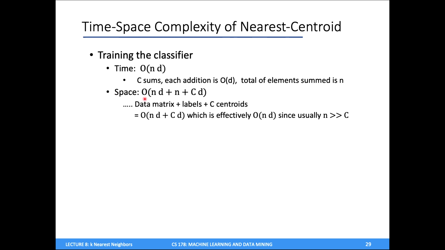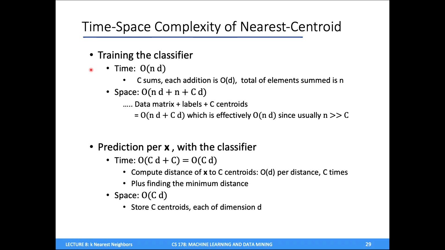In terms of the space complexity, it's O(nd) coming from the data matrix. So we've got n rows and d columns. We've also got a vector of labels, so we've got n of those. And then we've got C times d corresponding to storing our C centroids. So in practice, this is effectively just O(nd) because typically n is much larger than the number of classes C.